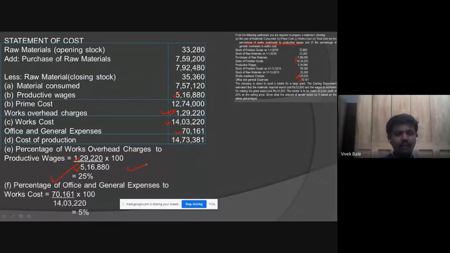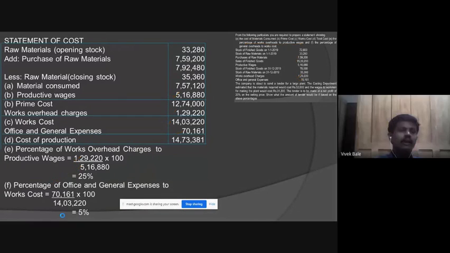The second is the percentage of office and general expenses to works cost. Office and general expenses amounted to rupees 70,161, and the works cost is 14,03,220. So here the percentage is 5%. In both cases, works overheads are 25% of productive wages, and general expenses are 5% of the works cost. Is it clear?